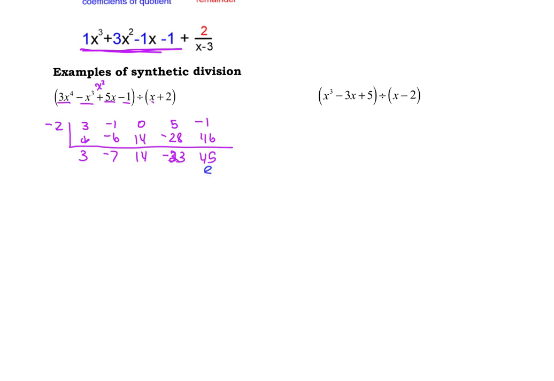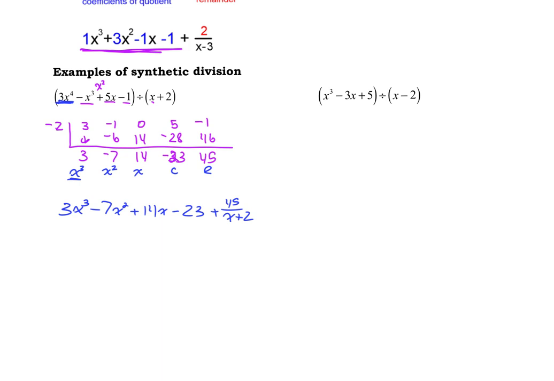Now I've got a remainder, a constant, an x squared, an x cubed. I also know I'll drop a degree, so since this starts with x to the 4th, I'm going to start with x to the 3rd, so you can start it either way. So this answer is 3x cubed minus 7x squared plus 14x minus 23 plus 45 over x plus 2. There's my synthetic division.